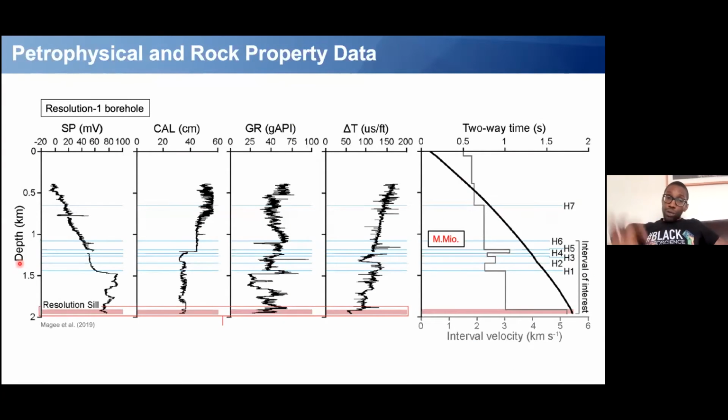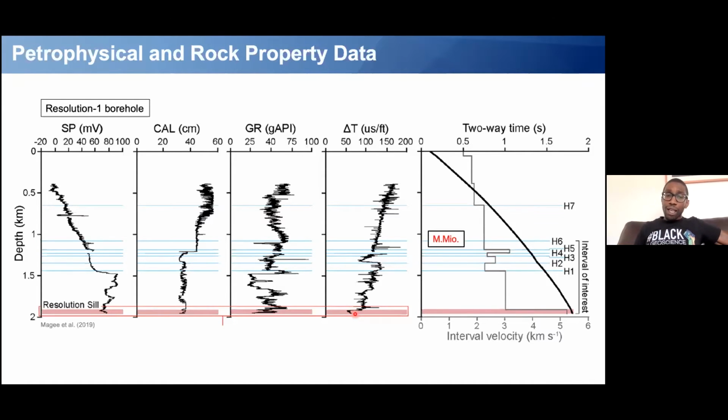Not going to talk through all the well data in detail, but here are the well data: spontaneous potential, caliper, gamma ray, and sonic velocity. You can see shaded in red at the bottom is the Resolution sill that has been penetrated, and this is the two-way time data, which allowed us to do the depth conversion. What's important down in here, there was a contact metamorphic zone at the bottom that was described in the well data. You see it in the petrophysical logs as well. That was about 25 meters thick, just above the top of the sill.